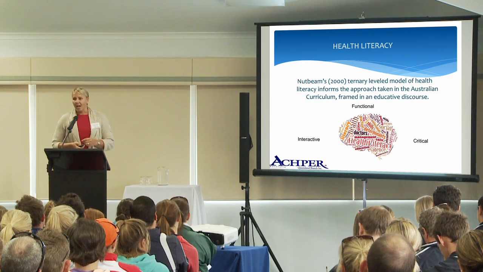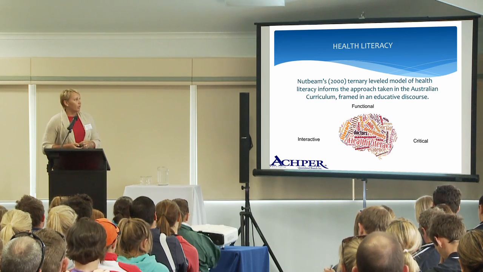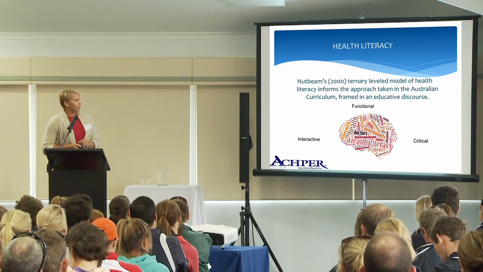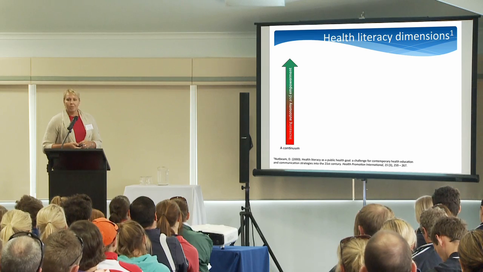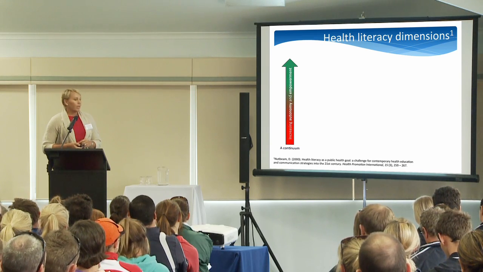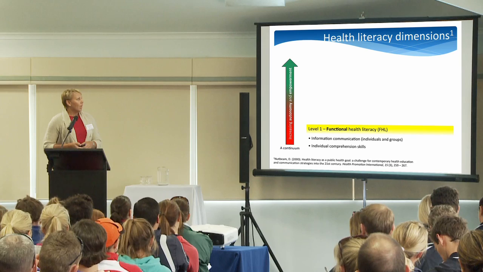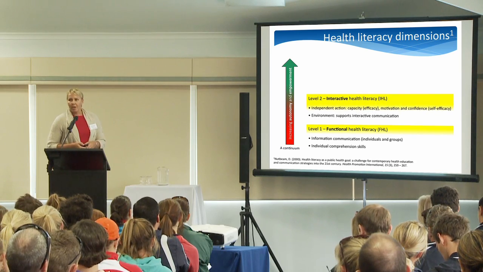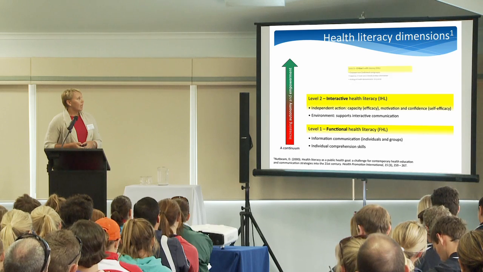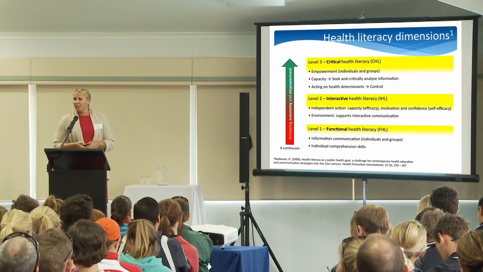I'll just explain Nutbeam's tertiary level model of health literacy. It's a continuum. So we start with a first level, which is our functional health literacy. We move into interactive health literacy. And finally, critical health literacy. So I thought today, in trying to tease it out a little bit further for you, that I'd give you some examples of what that could possibly look like in practice.